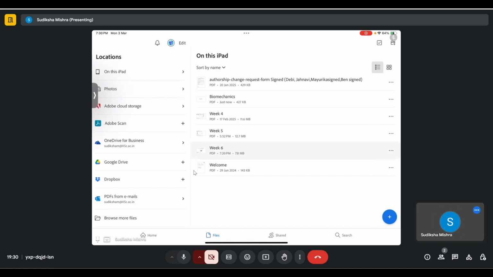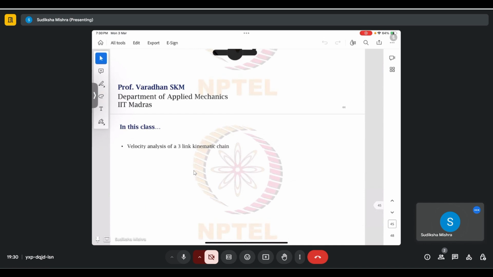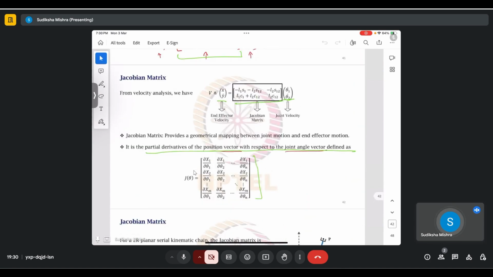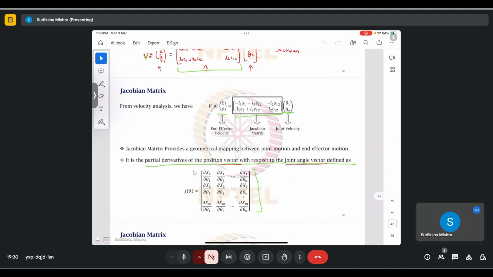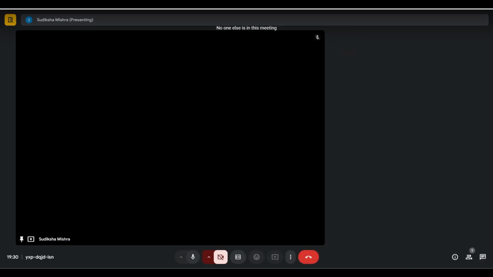So we looked at various problems, the analysis of different kinds of 2-link and 3-link kinematic chains, and the definitions of various terms that are associated with all of this, such as the Jacobian matrix, DH parameters, etc. Thank you.